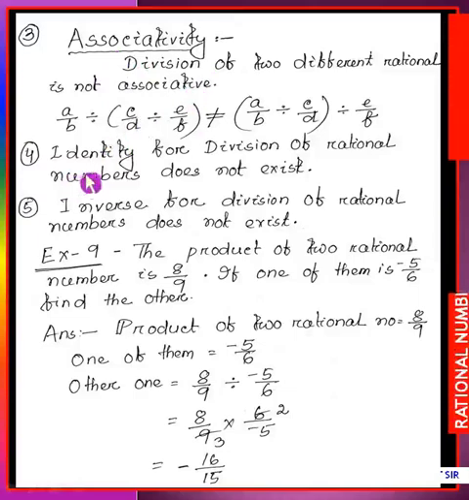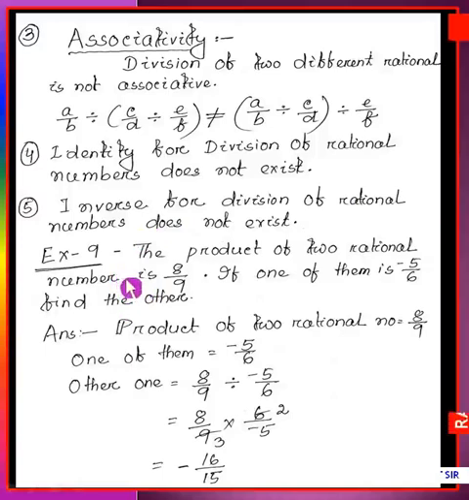Next, the identity. In case of multiplication we learned the multiplicative identity, that is 1. But in case of division, an identity for division of rational numbers does not exist. And the multiplicative inverse we use in multiplication, but in case of division, an inverse for division of rational numbers does not exist.